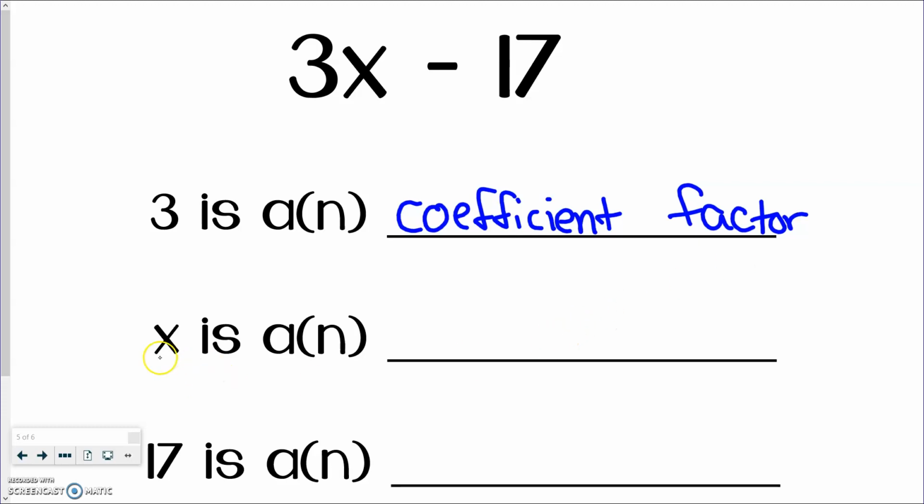So then x would be a variable because a variable is a letter representing an unknown number. But we already talked about that coefficient and variables are being multiplied together, so that means it's also a factor too, just like the coefficient was for 3. So 3 and x are both being multiplied. Remember, when it's next to each other, it's being multiplied, so they're factors. 3 is the coefficient, x is the variable.